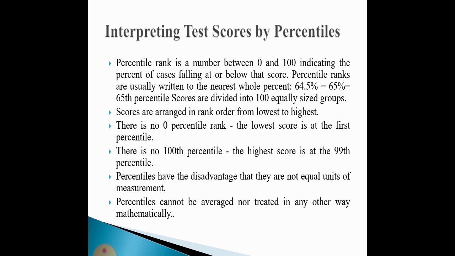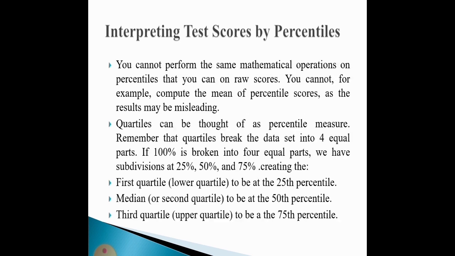Percentiles have the disadvantage that there are no equal units of measurement. Percentiles cannot be averaged, nor treated in any other way mathematically. You cannot perform the same mathematical operations on percentiles that you can on raw scores. You cannot, for example, compute the mean of percentile scores, as the result may be misleading.